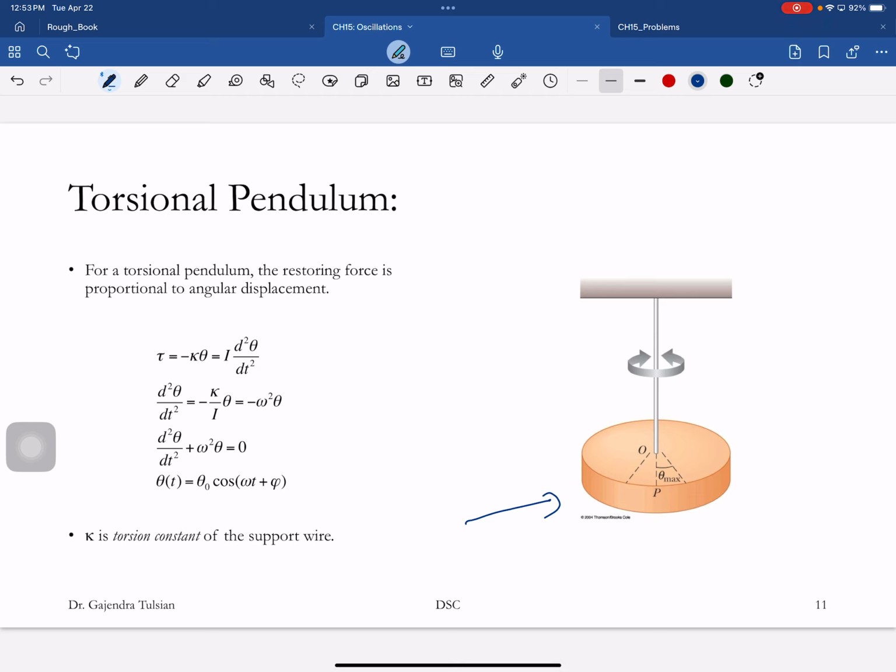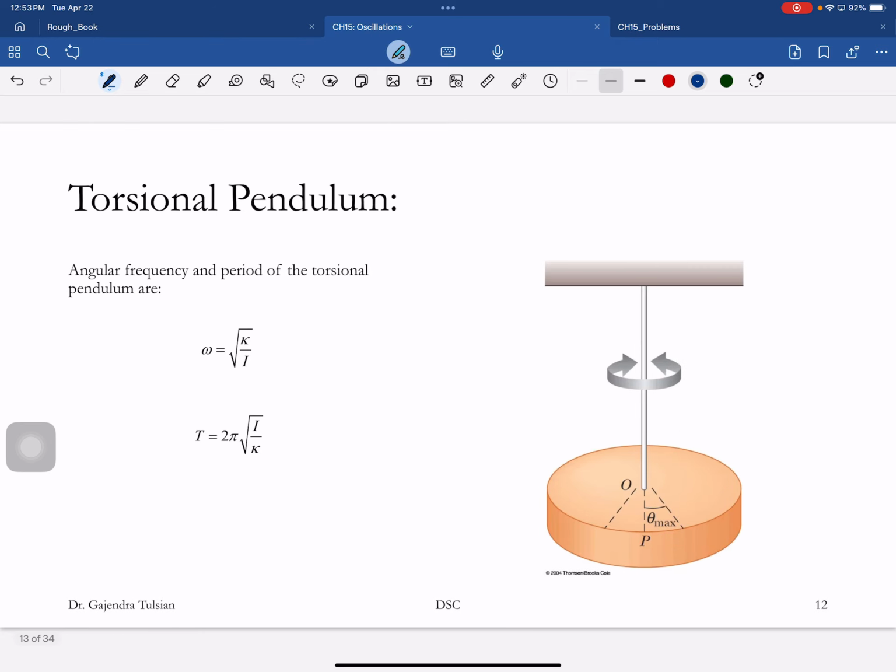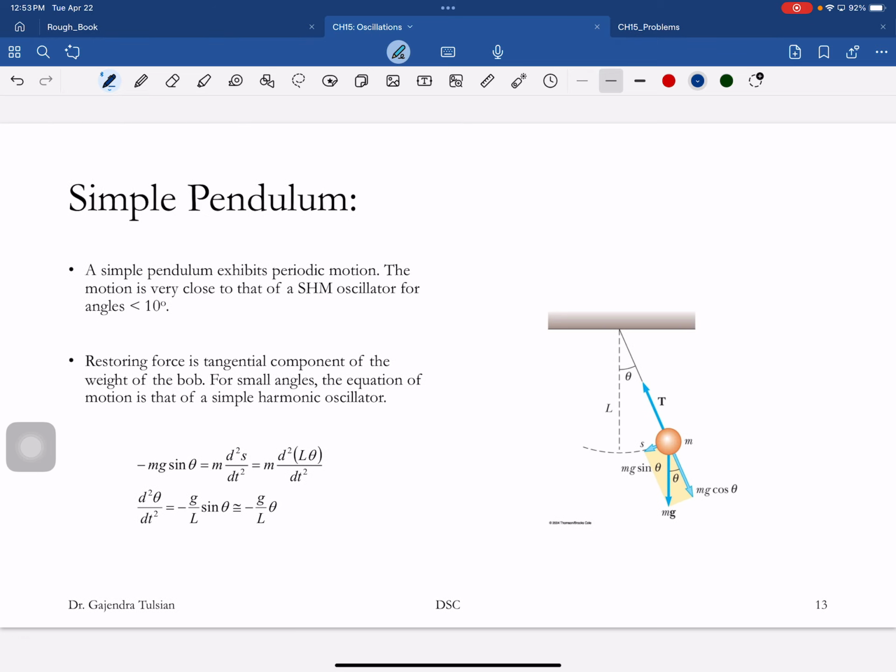This guy is a uniform disk. You attach it to a metal wire and you can twist it, and it'll oscillate back and forth. This is called a torsional pendulum. How about this guy? This is called a simple pendulum.